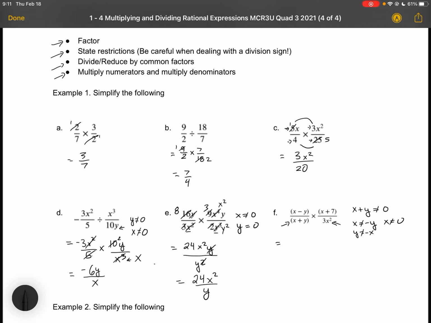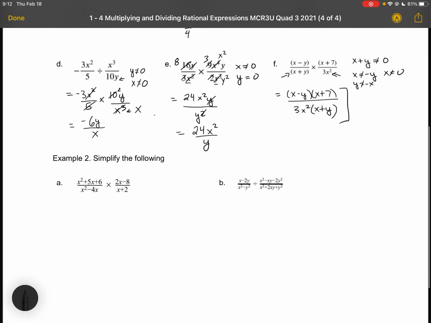Now I can go ahead and check and see if I can divide or reduce. I can't in this case, so I can go ahead and multiply the tops together and multiply the bottoms together. There is no need to expand and simplify in this case. This is a simplified enough final answer.